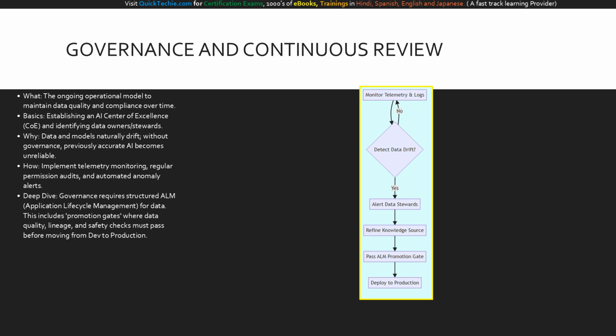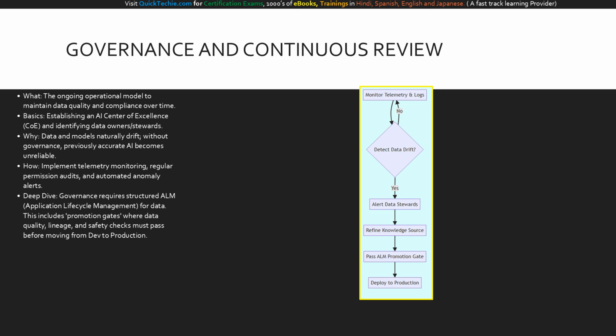Let's conclude by examining this continuous governance feedback loop. Starting at the top left, the system actively works to monitor telemetry and logs. It constantly asks the critical question in our decision node: detect data drift. If everything is operating smoothly and no drift is detected, the system simply loops back to continuous monitoring. However, if data staleness or inaccuracy is detected, meaning, yes, the system immediately flows to alert data stewards.